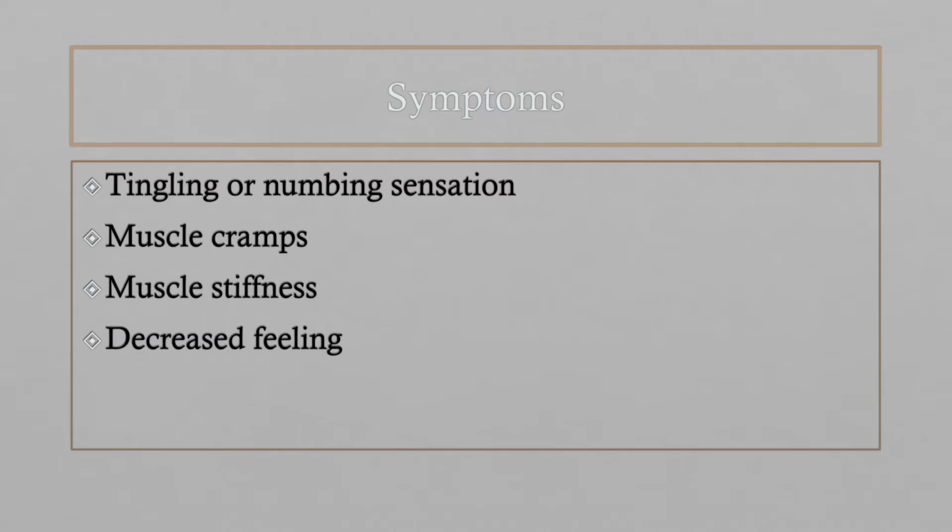There are not many signs that let a person know that they are becoming paralyzed because it is often a sudden onset with no symptoms. However, if a person becomes paralyzed due to medical conditions such as multiple sclerosis, they may notice tingling or numbing sensations in body parts, muscle cramps or muscle stiffness, and decreased feeling in the affected area.